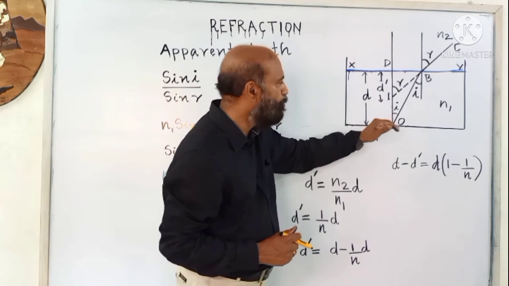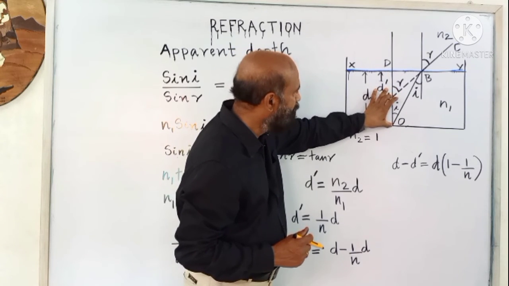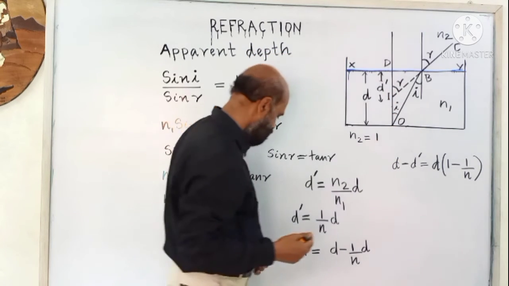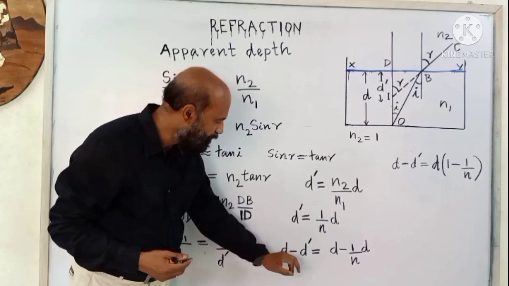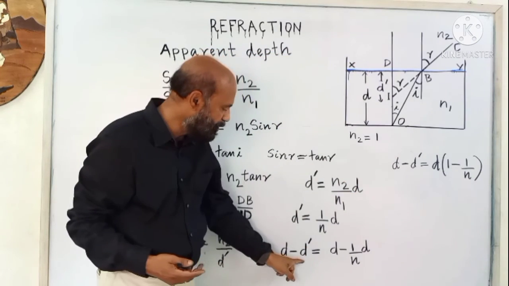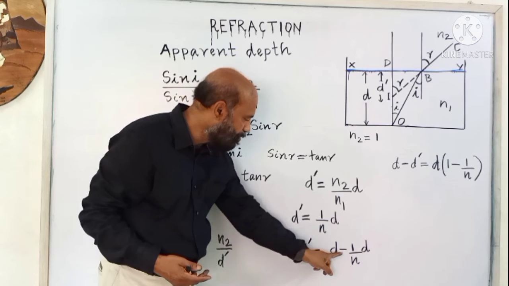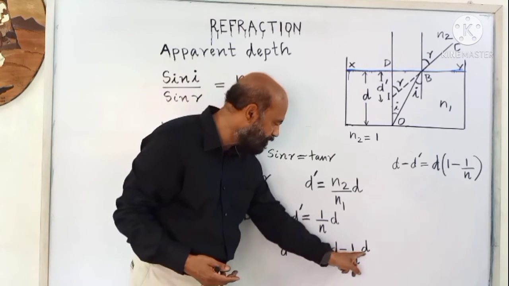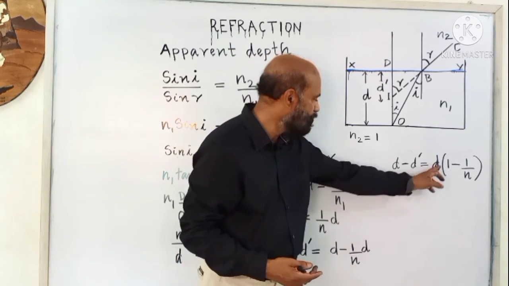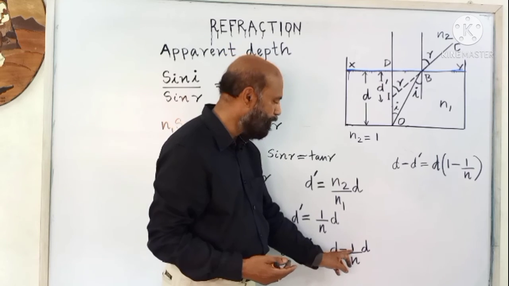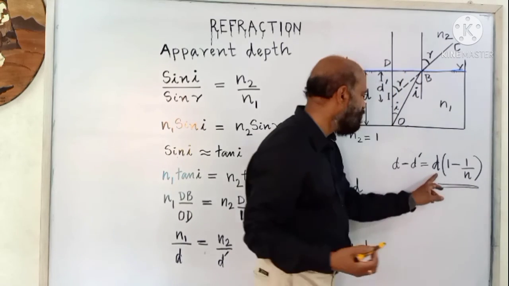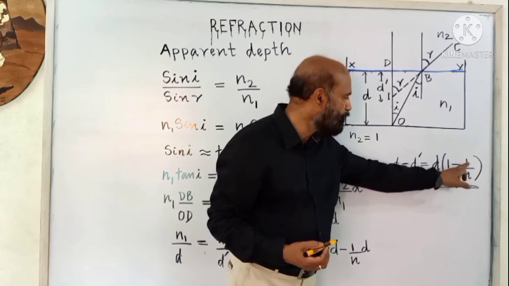Then the bottom appears to be raised. This can be D minus D dash. You subtract D dash, so D minus D dash is D minus, instead of D dash you can write 1 by N D. So this D can be taken outside, then 1 minus 1 by N. So the bottom appears to be raised by this value, D into 1 minus 1 by N.